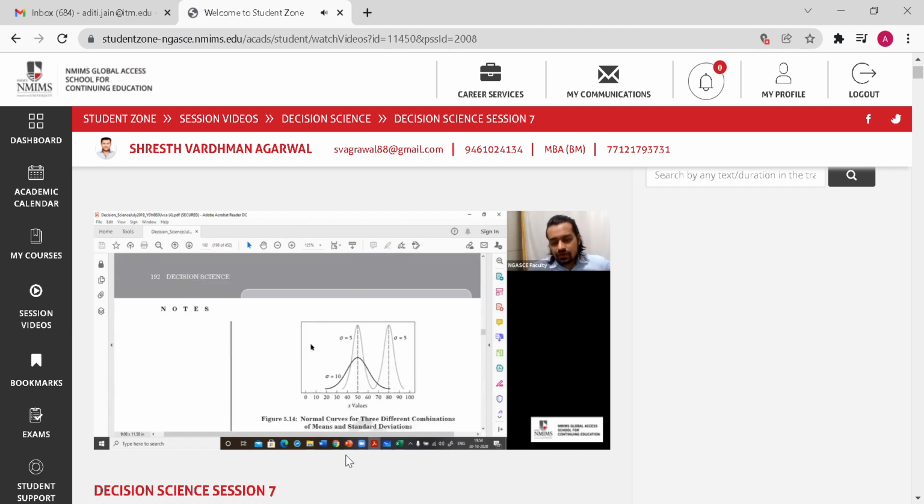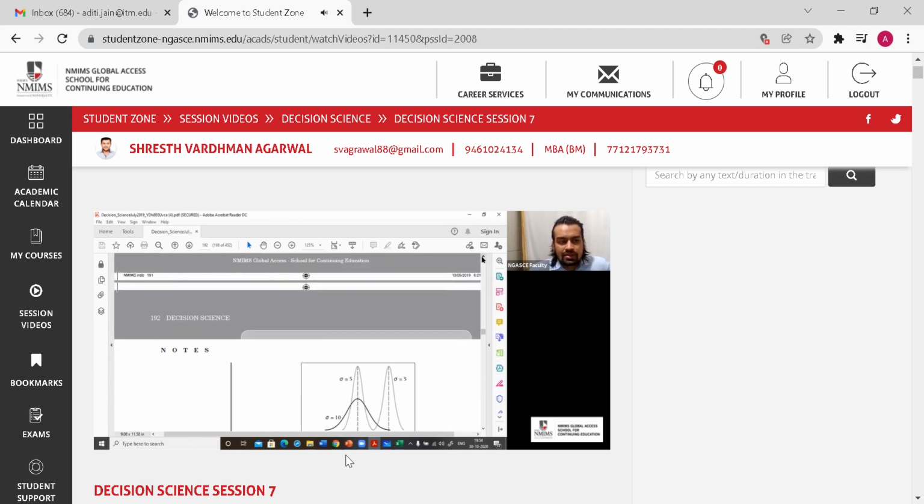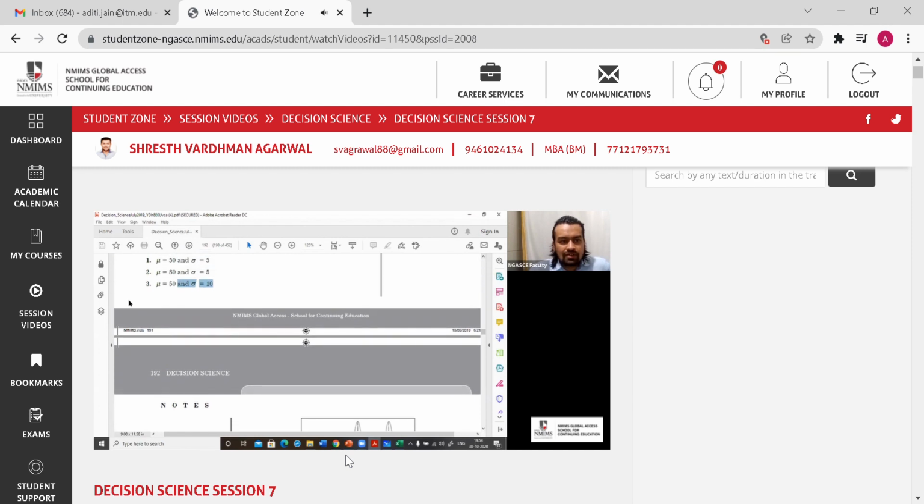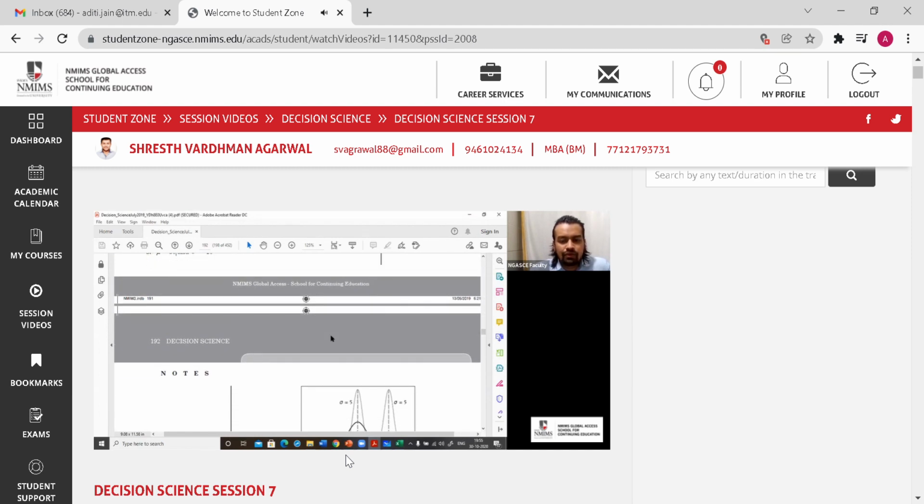Now observe their curves. Can you feel that standard deviation decides the shape of the curve? Yes or no? And observe the location. Observe the mean. Here in the first case, average value was 50. In the second case, average value was 80. In the third case, average value was 50.